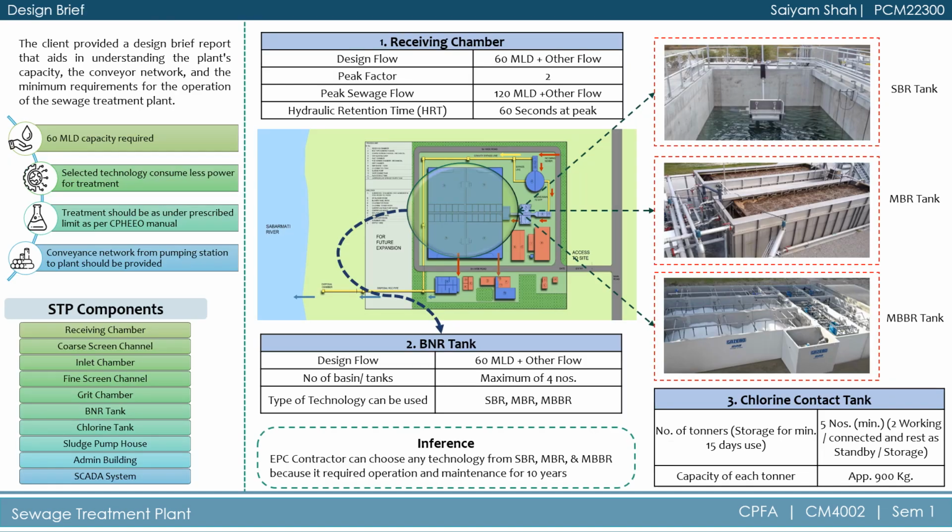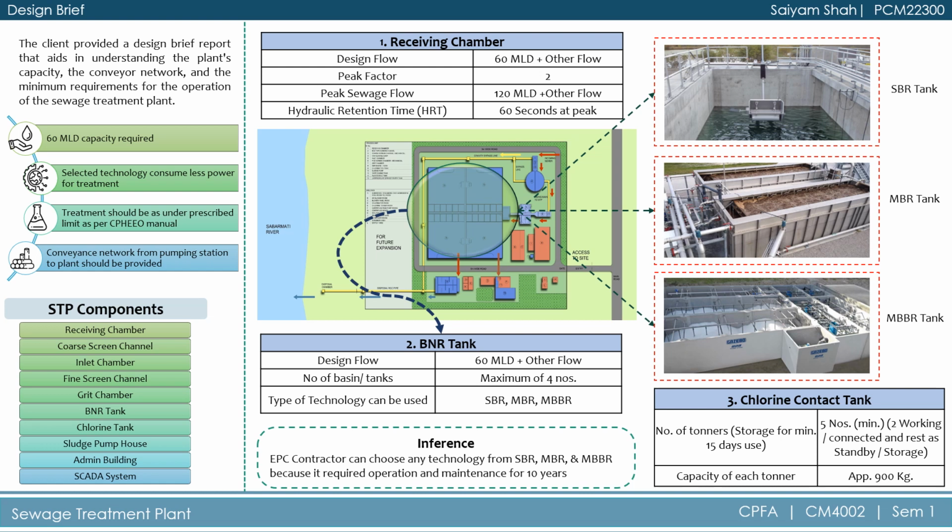Design brief. Design brief is a document provided by the client to the designer which includes minimum requirements for the particular project. The minimum requirements for the sewage treatment plant given by the client are: minimum 60 MLD of capacity should be required, the selected technology should consume less power for the treatment, treatment should be under the prescribed limit as per CPHEEO manual, and the conveyance network from pumping station to plant should be provided by the contractor.